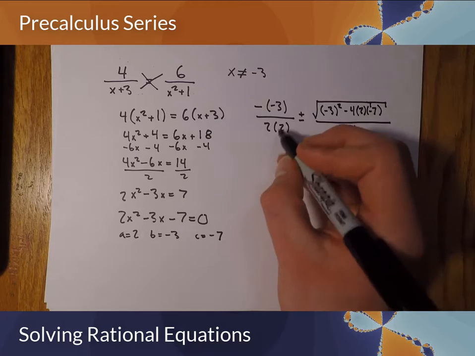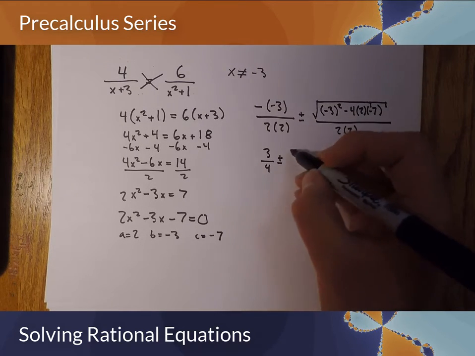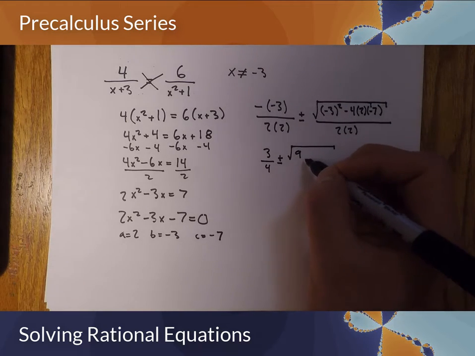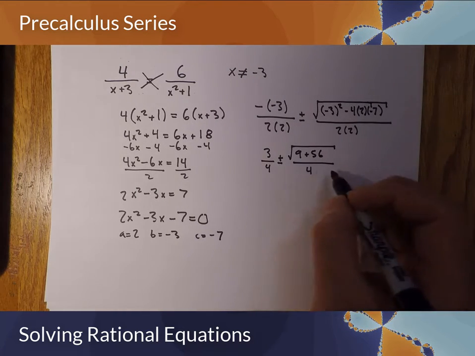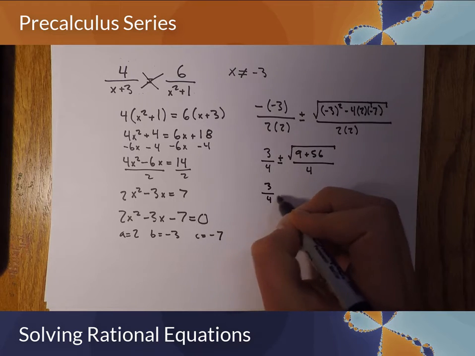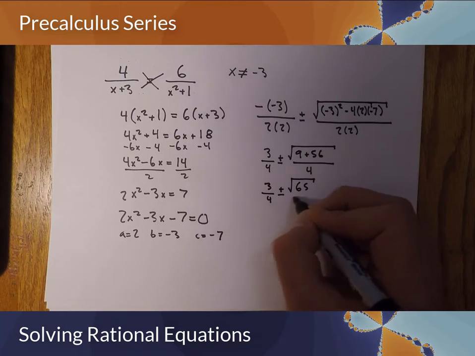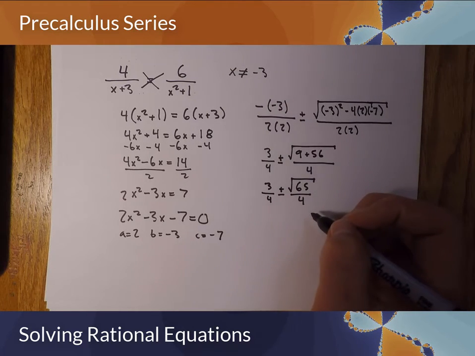2a. And so now what we have is 3/4 plus or minus the square root of 9 plus 56 all over 4. So this simplifies down to 3 plus or minus the square root of 65 over 4.